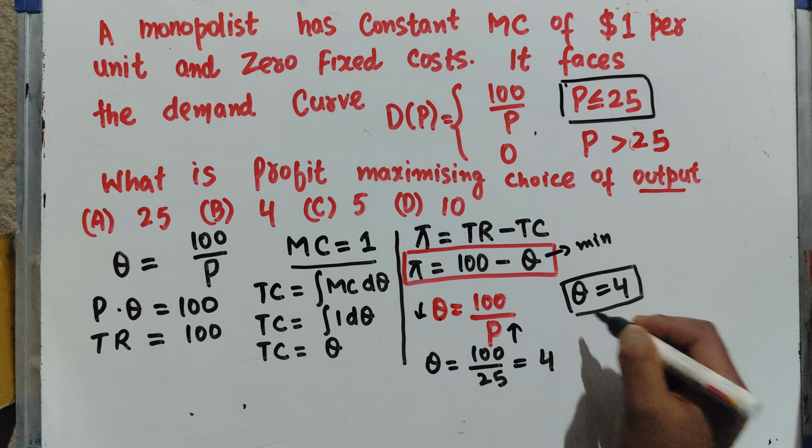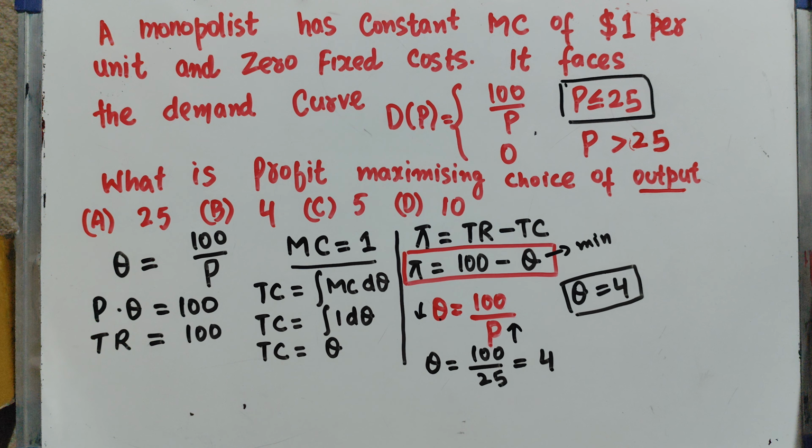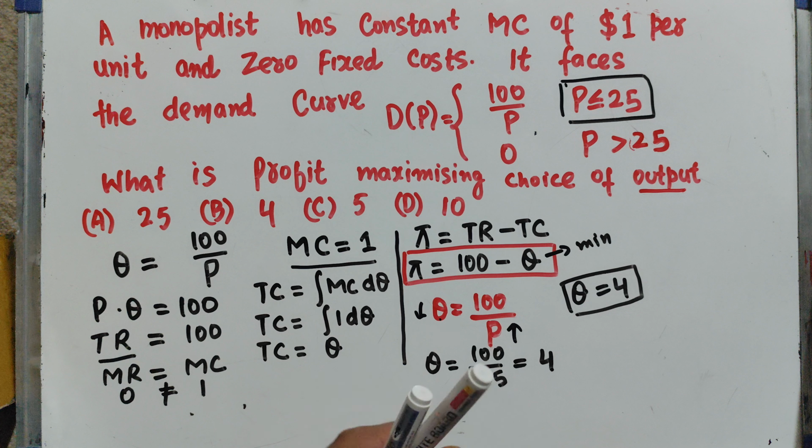Here we cannot equate the marginal revenue with marginal cost like we used in our questions related to profit maximization. If we do, since total revenue is P into Q, which is equal to 100, marginal revenue will be 0, and it is not equal to the marginal cost, which is 1. So we cannot use marginal revenue equals marginal cost here.